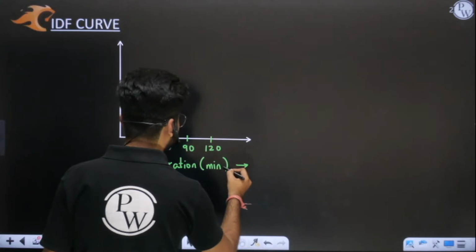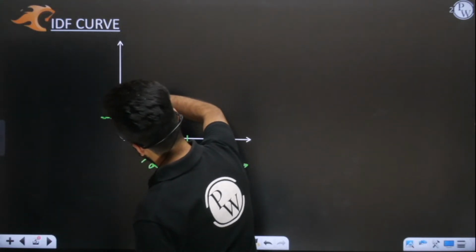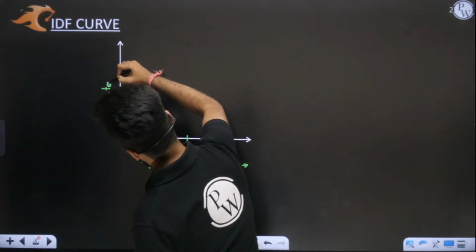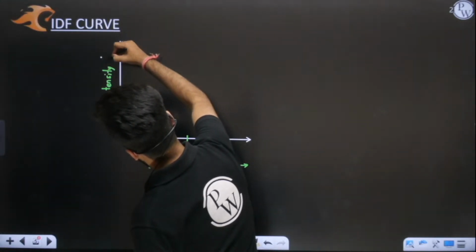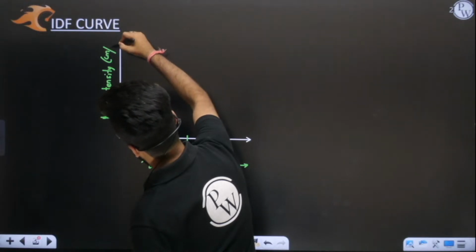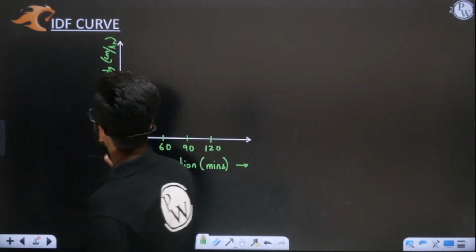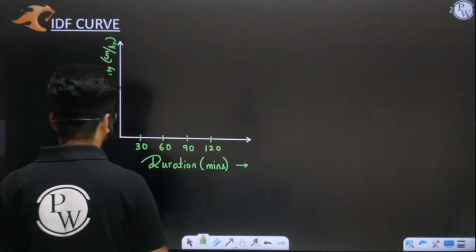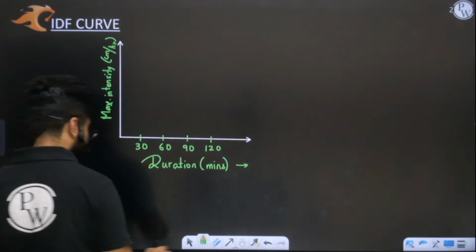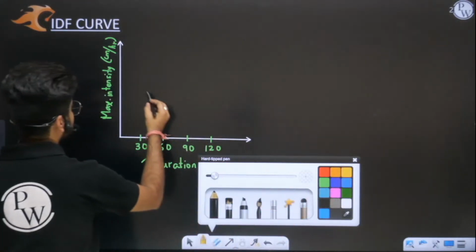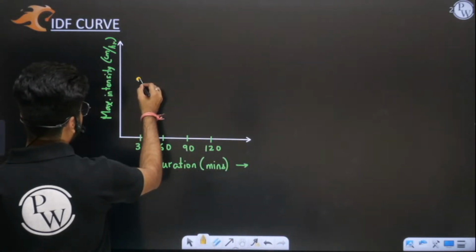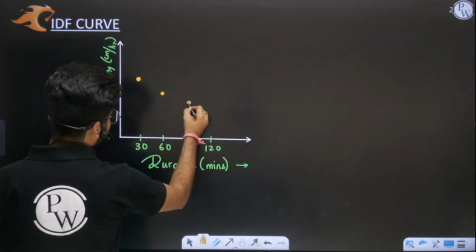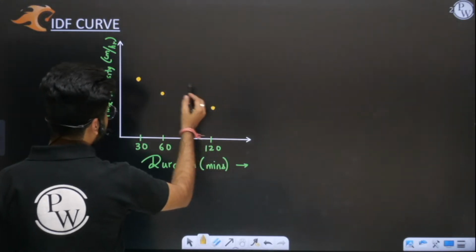Here I will write maximum intensity, and that too in centimeter per hour. It will not be in centimeter per minute. Basically, you can write it, but yes, it will be better if you write your maximum intensity in centimeter per hour. Okay, so the first value is 10. Let me write 10 here. Then we have 7.5. Then we have 5.67, and at last we have 4.5.